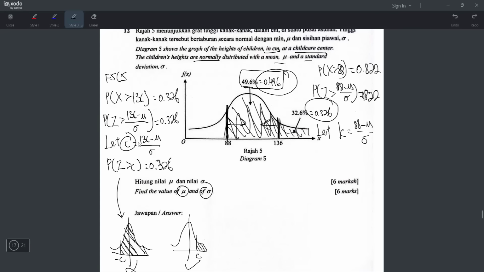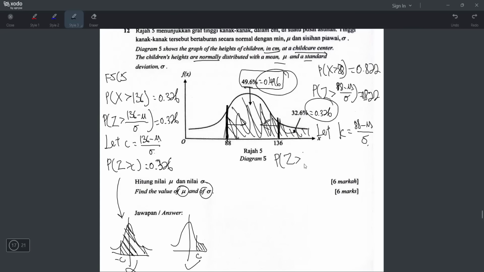It's because if here also I write C, it means you are saying that this and this value will be the same. But it's not the same. This one is 88 minus mean over standard deviation. This one is 136 minus mean divided by standard deviation. Even though the mean and standard deviation value is the same, when you take 88 minus this one over this one, it will not be the same as 136 minus this one over this one. That's why you have to use another alphabet.